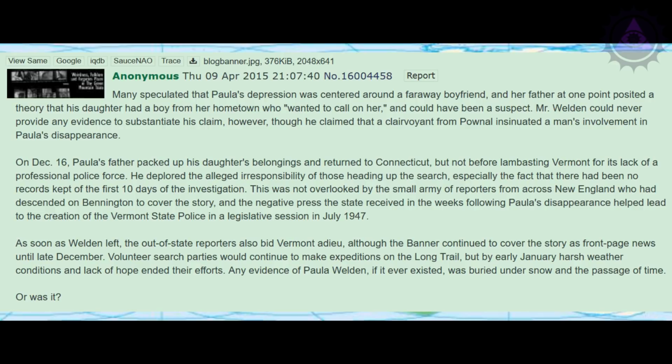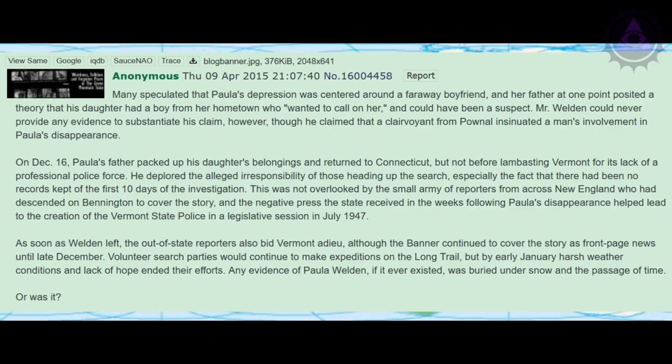This was not overlooked by the small army of reporters from across New England who had descended on Bennington to cover the story, and the negative press the state received in the weeks following Paula's disappearance helped lead to the creation of the Vermont State Police in a legislative session in July 1947.